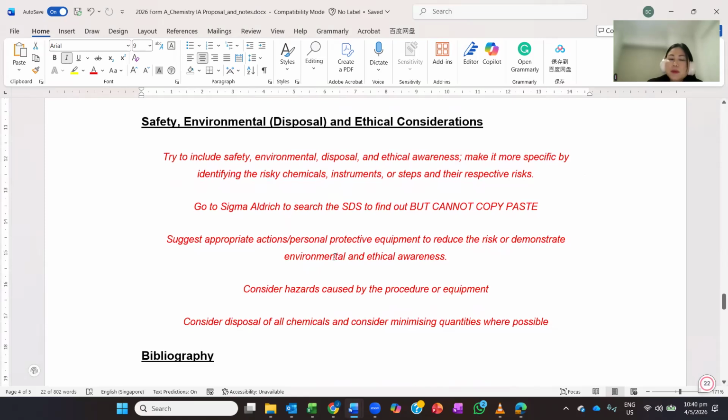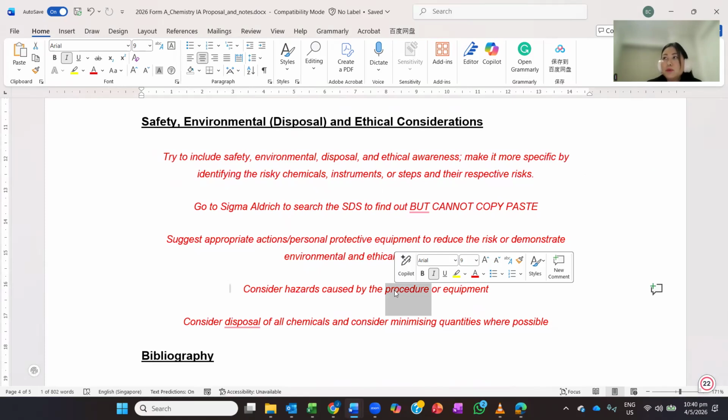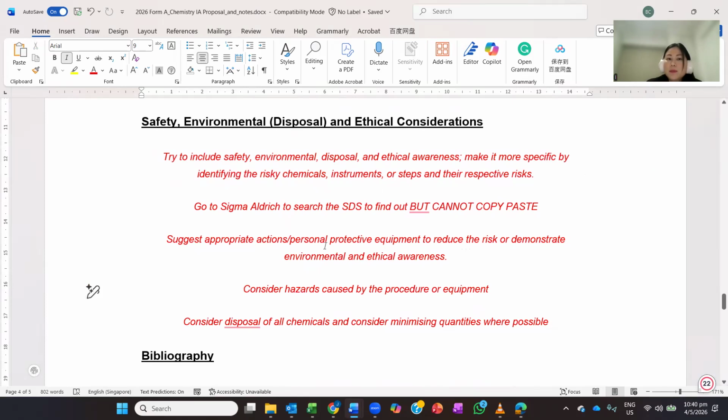All right, then one last paragraph on safety, environmental disposal, how you dispose of your chemicals, ethical considerations. All right, so you can talk about some of the risks involving the chemicals, the risk involving the instruments, such as if you are using a hot plate, it's hot, the risk involving the procedure. Okay, maybe the procedure shines UV light, so there's a risk of exposing yourself to UV light. Okay, and so on. So what are the appropriate protection equipment? Wear goggles, wear gloves, put on a lab coat.